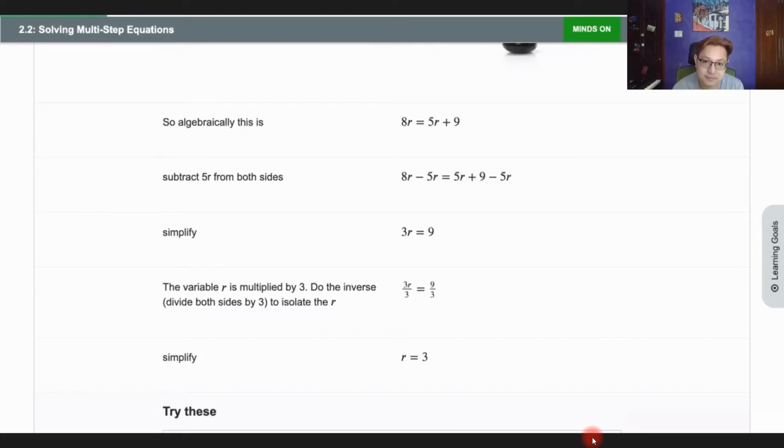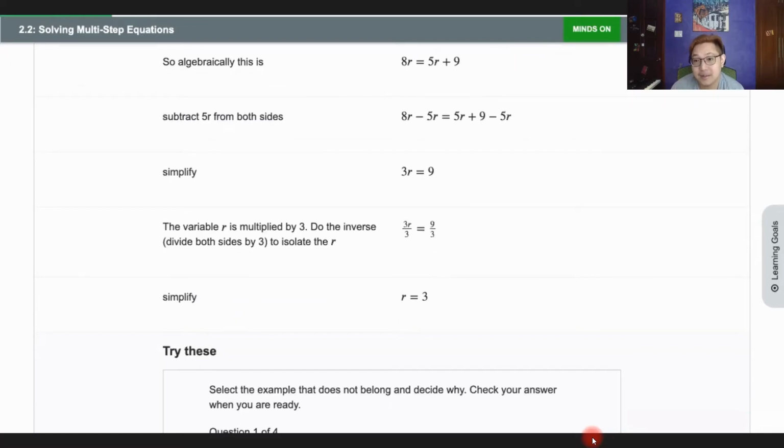So when you move 5r to the other side, it becomes 3r equals 9. And then you take 3 and bring it to the other side, and then you divide. 9 divided by 3 is 3, so r equals 3. And if you want to recheck, you can plug it back into the original equation.